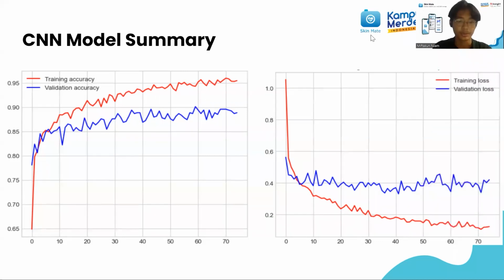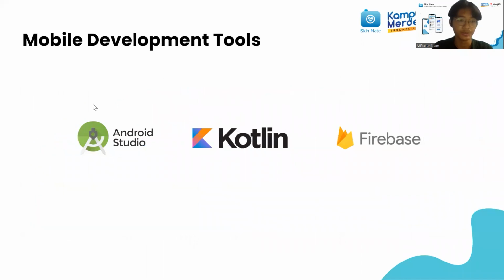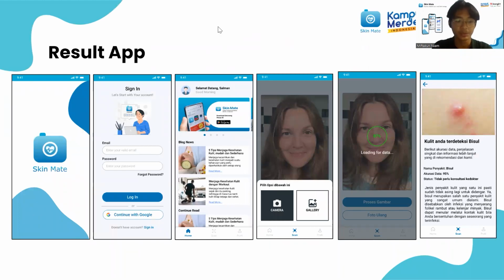Next, for the development tools, we use the Android Studio software as the code editor with Kotlin as the programming language, and Firebase for login or authentication. And next, I will explain the big picture of the appearance of this application. There are 6 views here. There is a splash screen, and there is a screen display for both the sign-in and login pages.